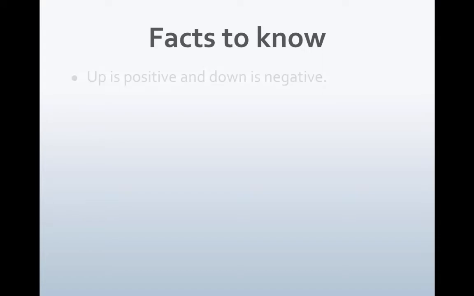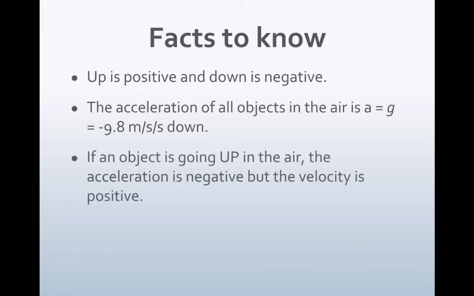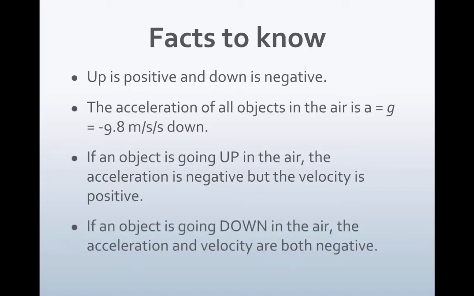So here are some facts to know. 1. Up is positive, down is negative. The acceleration of all objects in the air is A, which is equal to G, which is equal to negative 9.8 meters per second down. If an object is going up in the air, the acceleration is negative, but the velocity is positive. If an object is going down in the air, the acceleration and velocity are both negative.